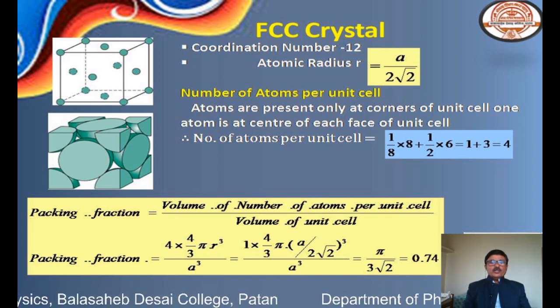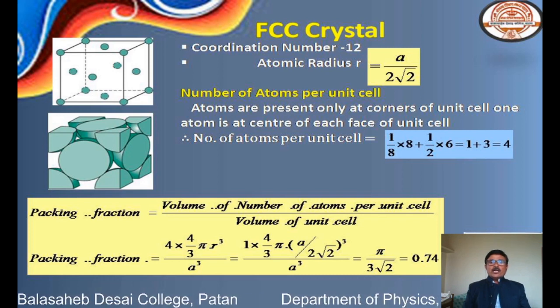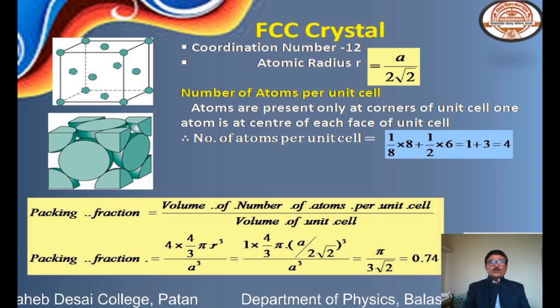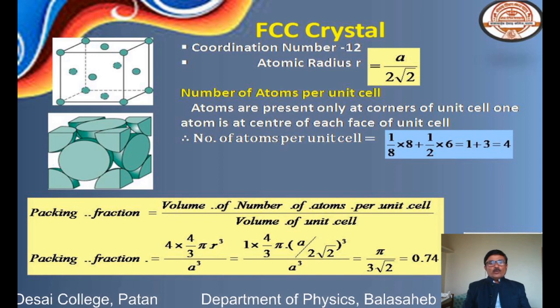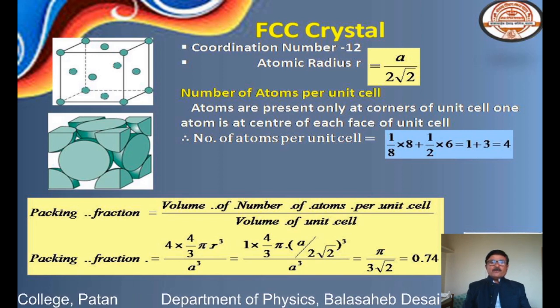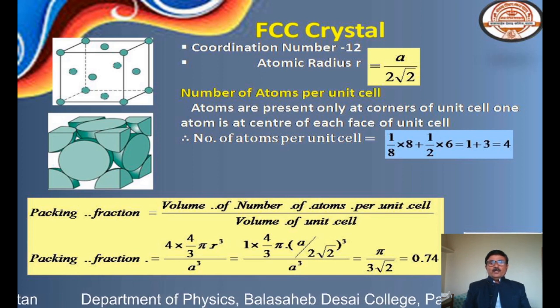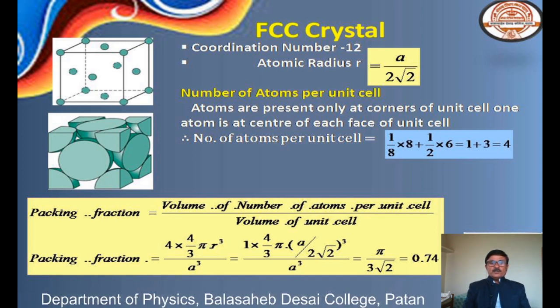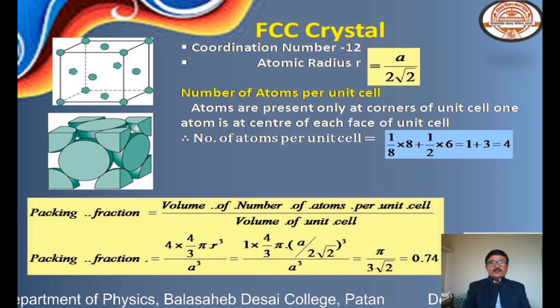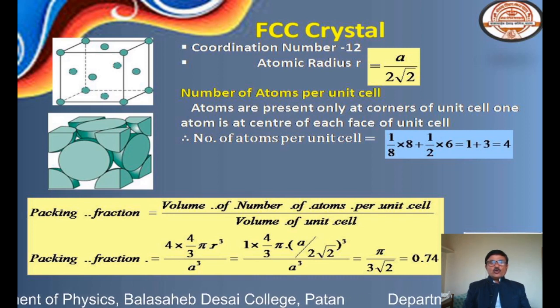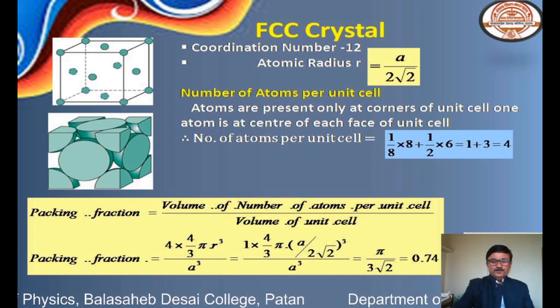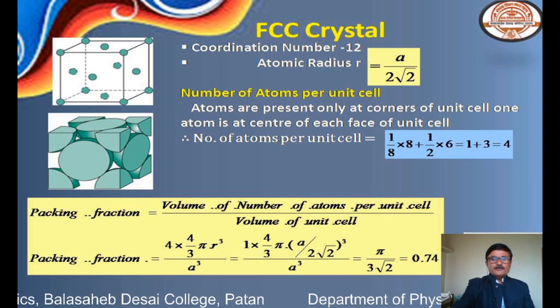And the packing fraction, if you calculate the volume of 4 atoms with the atomic radius as a divided by 2 root 2, using the formula for the packing fraction, you will observe that the packing fraction is pi divided by 3 root 2, which is 0.74. Means 74% of the space of the unit cell in the face centered cubic is occupied by the atoms, and the rest of the space is free space.